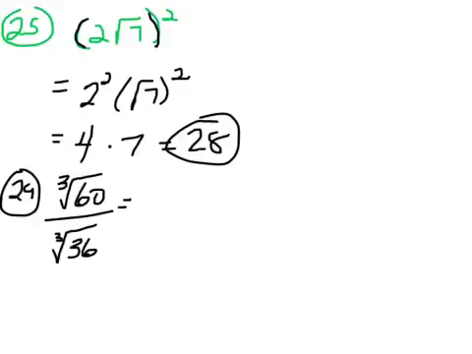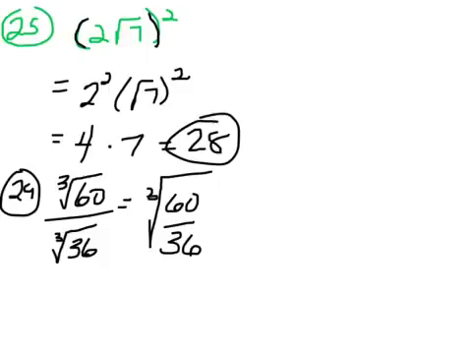Okay, let's look at number 29. I've got the cube root of 60 over the cube root of 36. Now, there's a lot of different ways we could approach this. Here's what I'm going to do. They wrote them separately. Let me write it together. This is 60 over 36. Now, what I'm going to do is just reduce the fraction first.